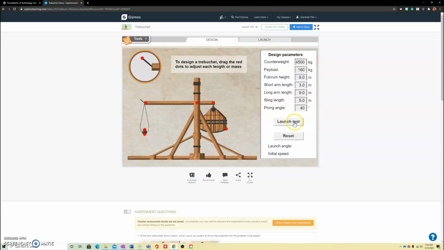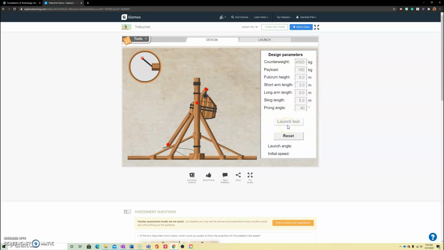They can conduct launch tests. Launch! They can identify the important beginnings behind physics, which are the launch angle and the initial speed of the projectile.